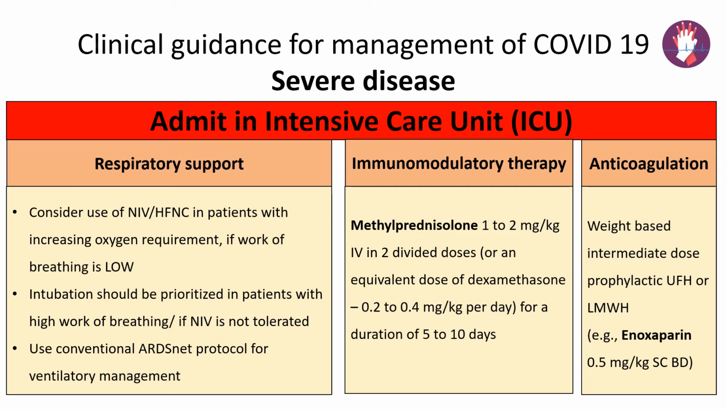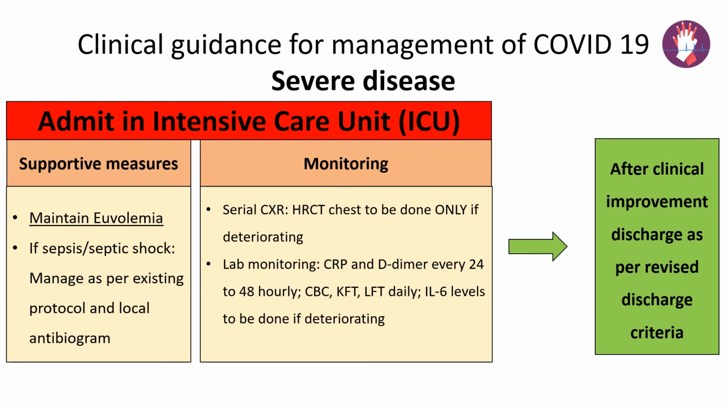For immunomodulatory therapy, you are going to be giving slightly increased doses of steroids, so 1 to 2 milligram per kilogram of methylprednisolone given IV in 2 divided doses, or dexamethasone 0.2 to 0.4 milligram per kilogram for a duration of 5 to 10 days. Anticoagulation will be continuing as discussed before to prevent the side effects from blood clots.